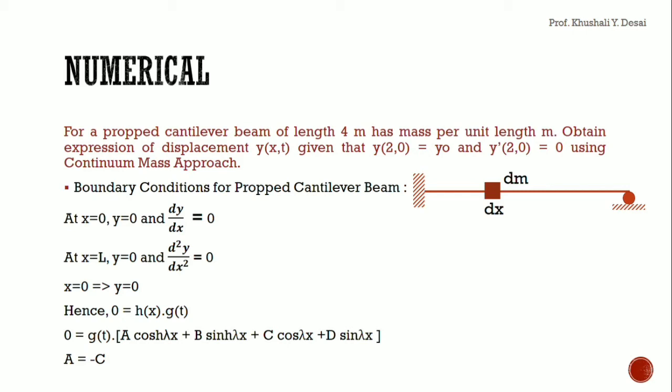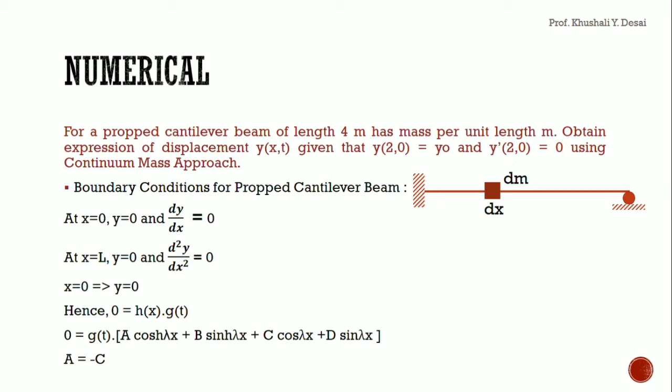Similarly, at x equal to L, we are on the roller support, the displacement again is 0, where y is equal to 0. We'll have a rotation there, but we'll have moment as 0. Hence we'll say d square y by dx square is 0 at x equal to L. So we have got 4 different boundary conditions from this beam.